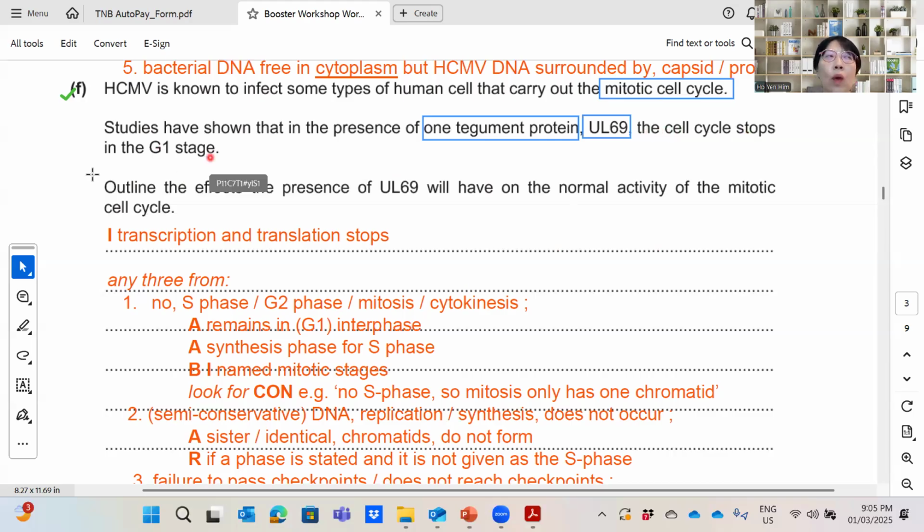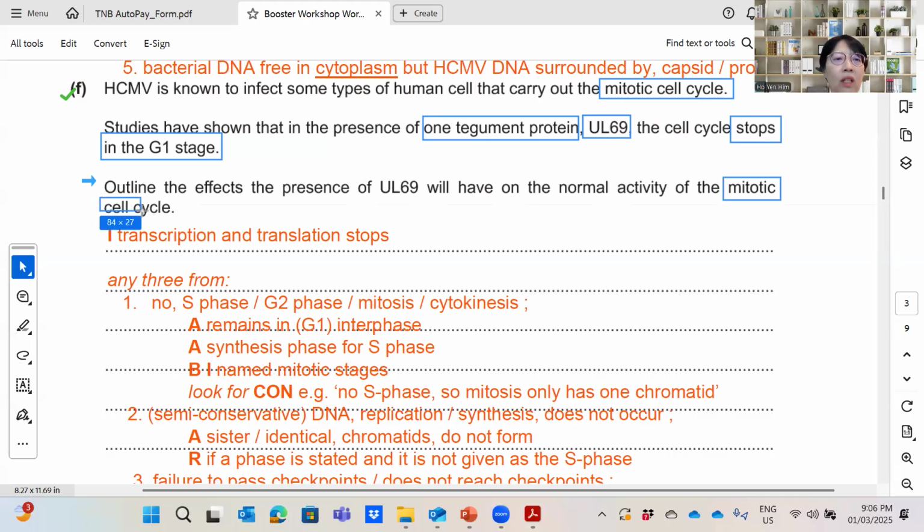So that means when the virus infects the cell, the tegument protein of the virus, which the scientists name UL69, will actually stop the mitotic cell cycle of the host cells in the G1 stage. That means when the virus infects the cell, the cell will stop at G1 stage. So the cell cycle will stop there. Okay, so the question asks the student to outline the effects of the presence of UL69 on the normal activity of the mitotic cell cycle.